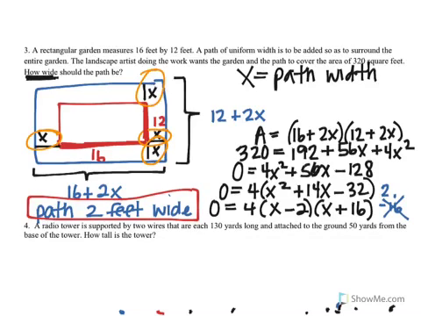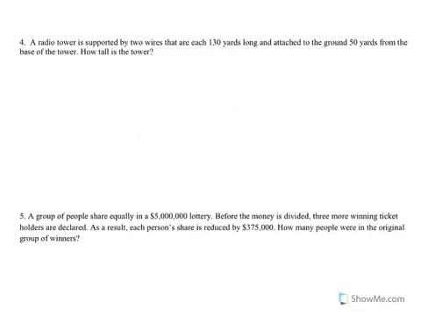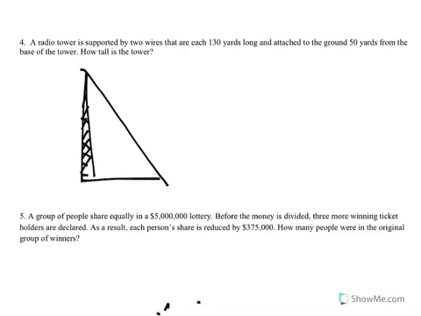Let's take a look at a problem that involves a triangle. A radio tower is supported by 2 wires. There's my tower. There's a wire on this side. Notice that it forms a 90-degree angle with the ground. It says the wire is 130 yards long, and it attaches to the ground 50 feet from the base. How tall is the tower? So that's going to be my x.